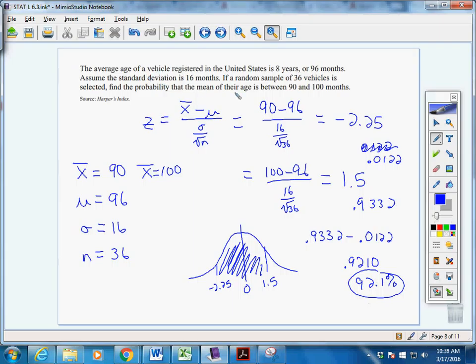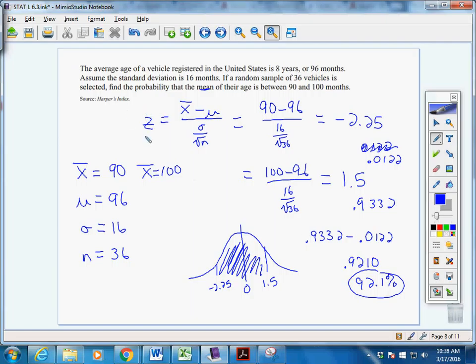So the probability that the mean of their age is between 90 and 100, notice it's not saying that their age is actually between 90 and 100, but that the mean of their age is between 90 and 100. This all deals with the sampling, the means of the samples, is 92.1%.